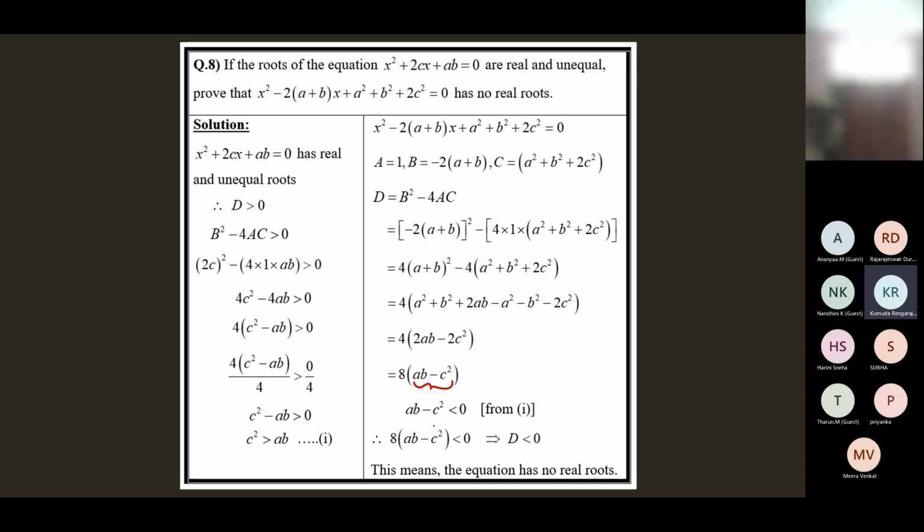So here, AB minus C square we have. Now, AB minus C square is negative, because it's known to us that C square is the greater value. C square is greater than AB. But here you have AB minus C square, so the difference will be negative.